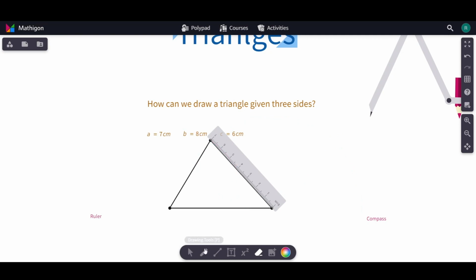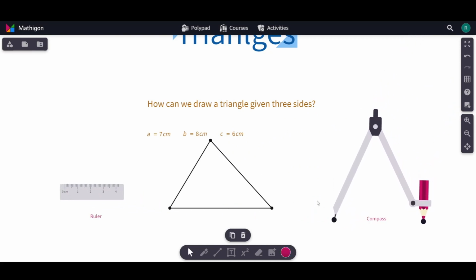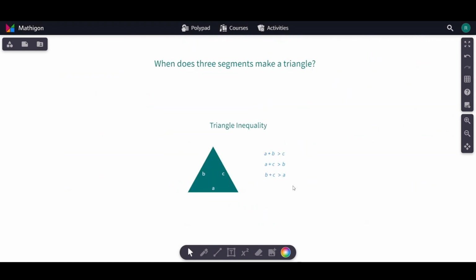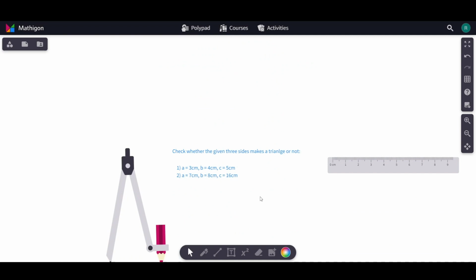But there's one catch here: how can we be so sure that the given three sides make a triangle? To be sure about it, we use a thing called triangle inequality. Triangle inequality states that the sum of any two sides is greater than the other side. So here we can see that a plus b is greater than c, a plus c is greater than b, and c plus b is greater than a. Let's solve some examples about this.